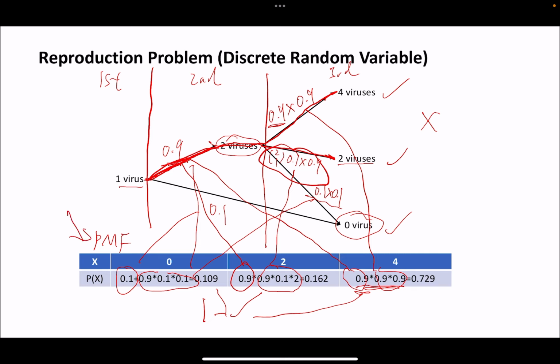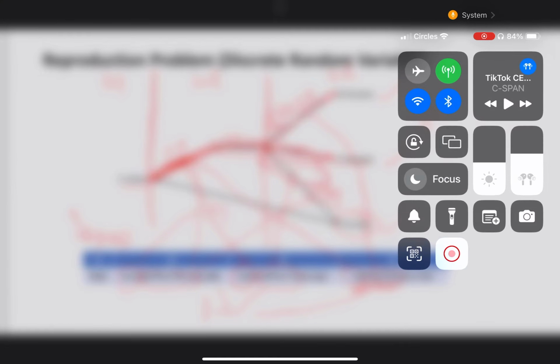For this kind of problem, if you can draw this probability tree, then it's quite trivial to come up with the solution for this PMF table. So that's the solution for this question.